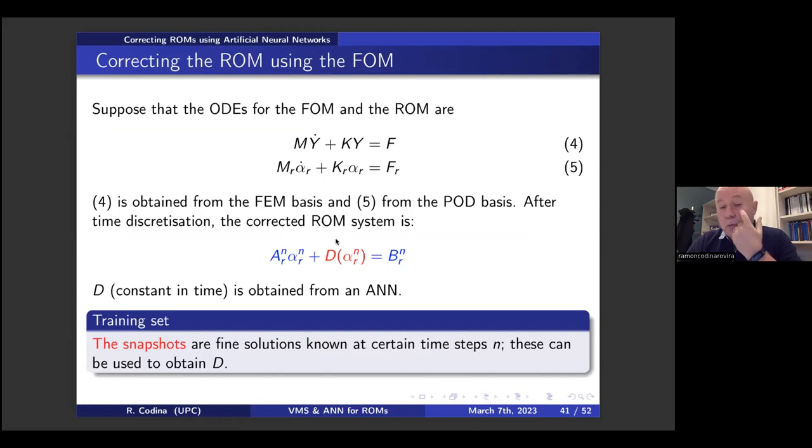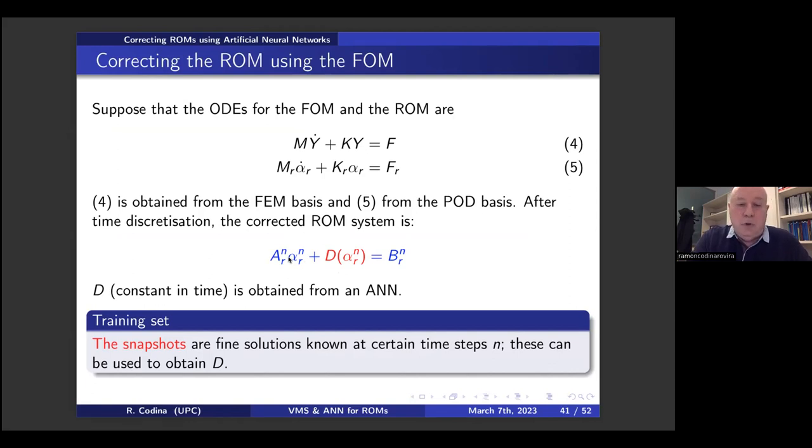So what do we do? Once we discretize in time, we have an algebraic problem that corresponds to the terms written in blue here, and we add a correction. This correction is a function d that depends on the unknown coefficients alpha themselves. So it's a nonlinear function that depends on the solution, and as I said before, has to be linearized.